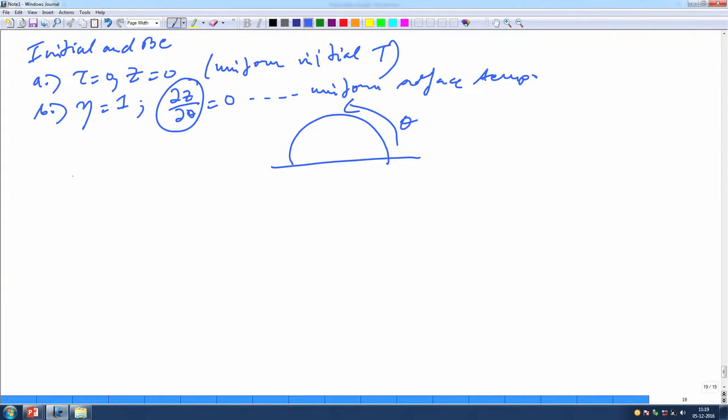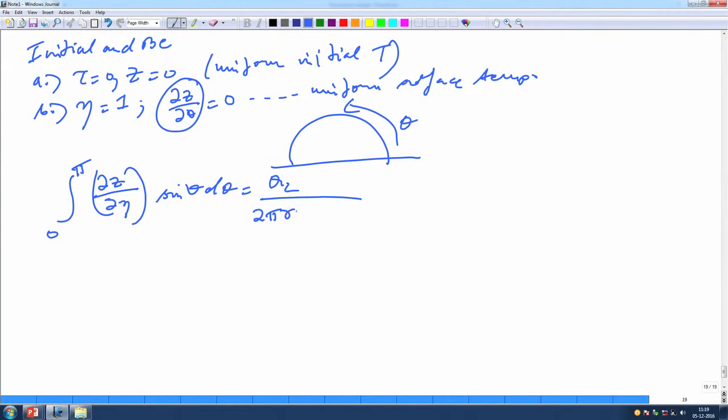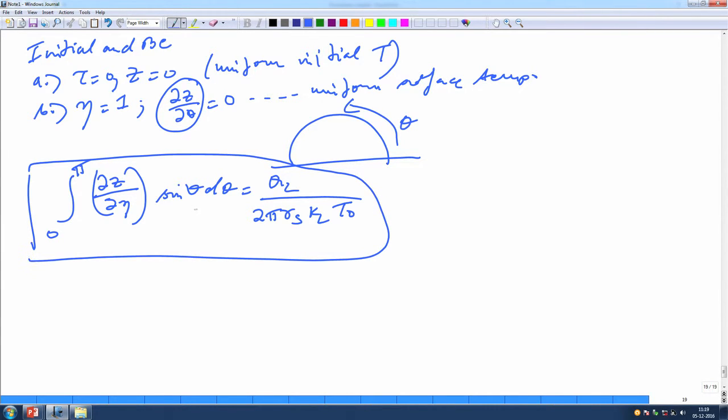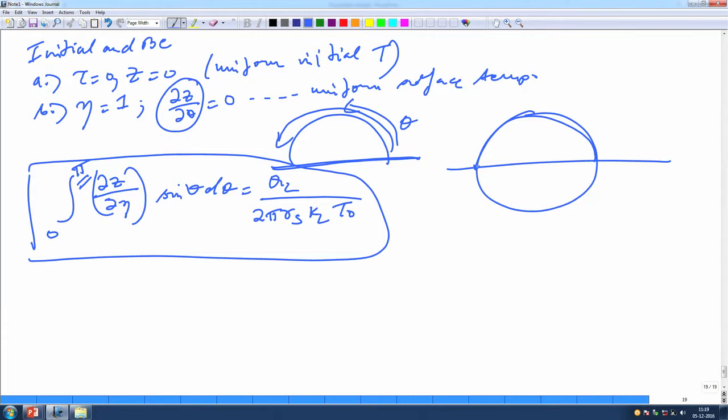And dz by d neta sin theta d theta is equal to ql divided by 2 pi rs kl t naught. Got it? So, this is nothing but the total heat flux. This has been integrated across the entire surface, and this is the symmetry line. So, we have done it only up to pi, because this is half the droplet, this is a full droplet, this is symmetrical. So, from here to here is basically your pi.